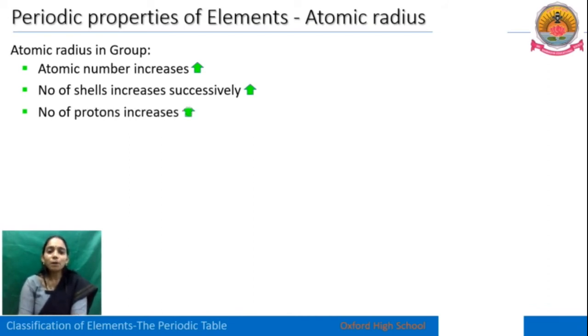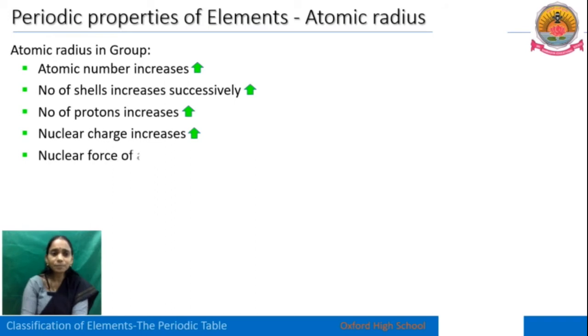Then the number of protons also increases. We know that the atomic number increases means the number of protons also increases, and as a result the nuclear force of attraction also increases. In the nucleus, as we discussed in periods too, neutrons and protons are there. So the number of protons increases means nuclear charge increases, so nuclear force of attraction increases.